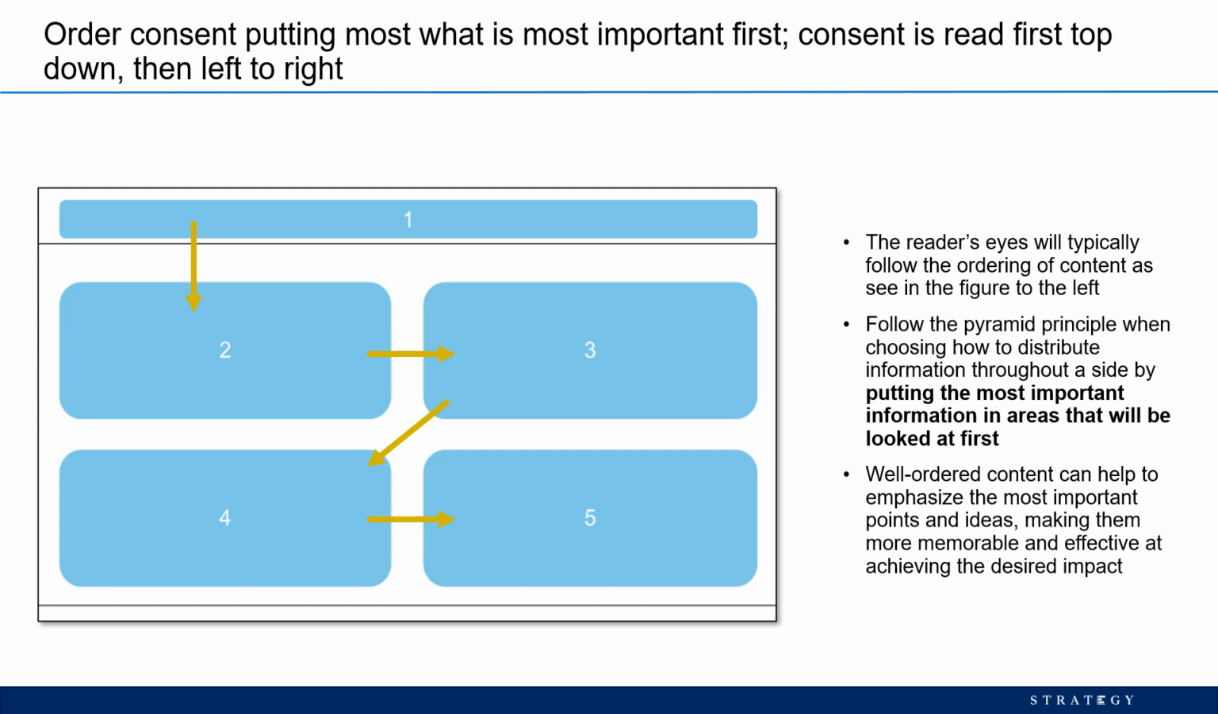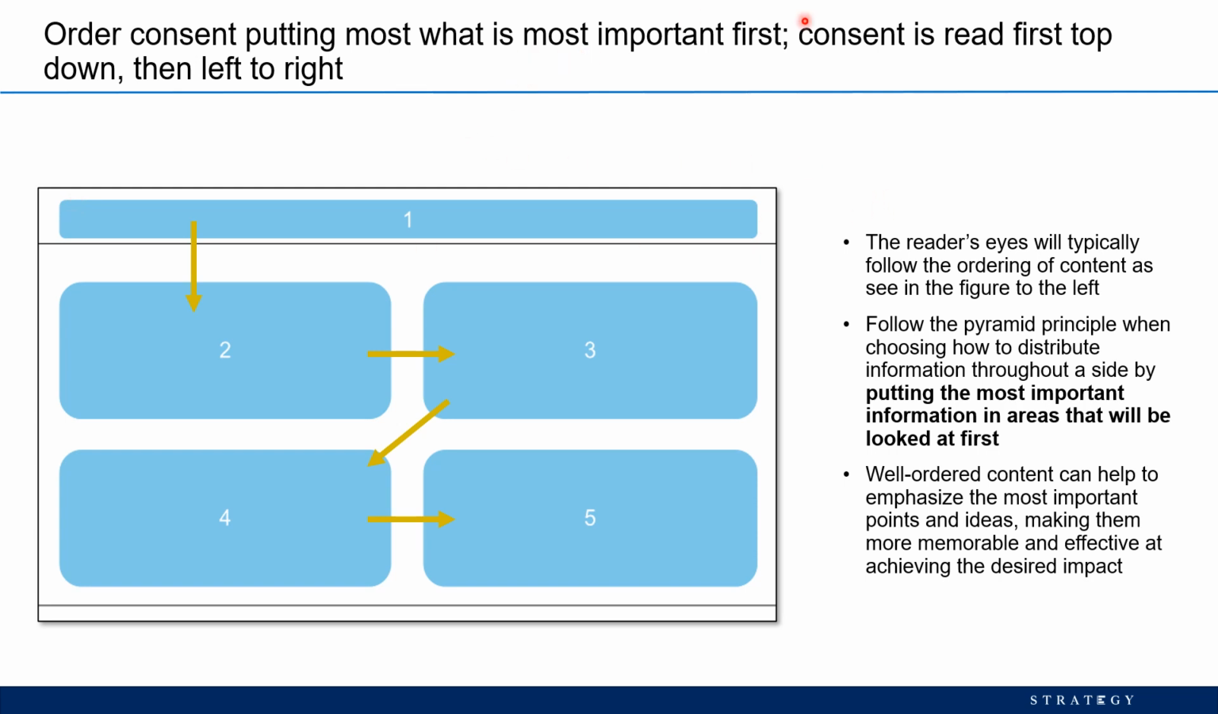And lastly, order. Order is important because you want to know where the eyes of your viewers will go during the presentation, so you know what they're going to look at first and where to put the most critical information in those areas, so you can follow the pyramid principle. Typically, the reader's eyes will start at the top left corner, then go from left to right, and then move down, just like when you're reading a book.